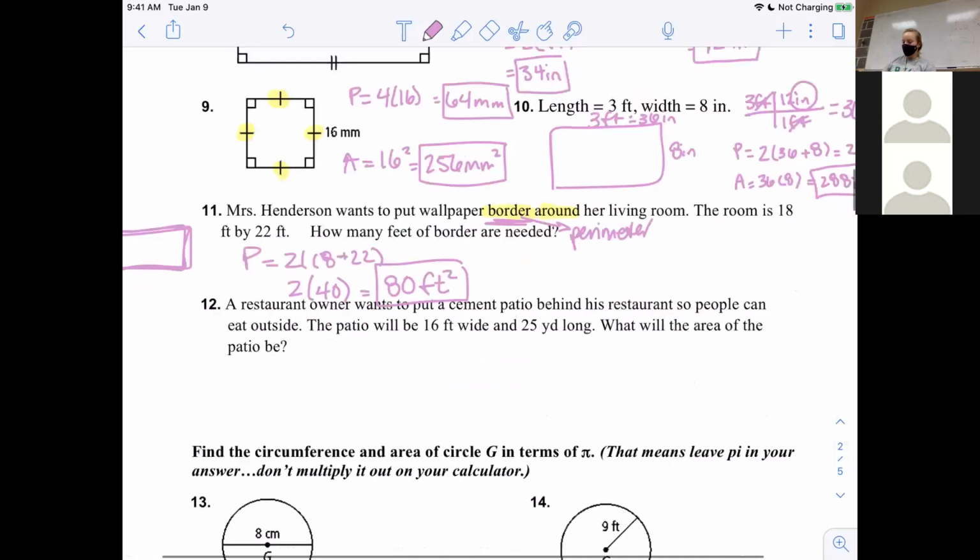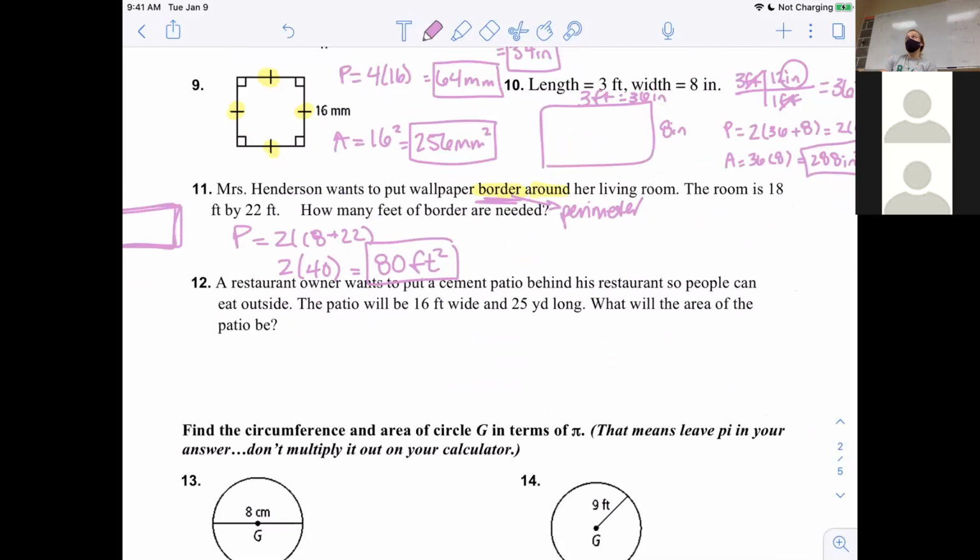Okay. Next one's another word problem. It says a restaurant owner wants to put a cement patio behind his restaurant so people can eat outside. Wow, that's very COVID relevant. Gavin?